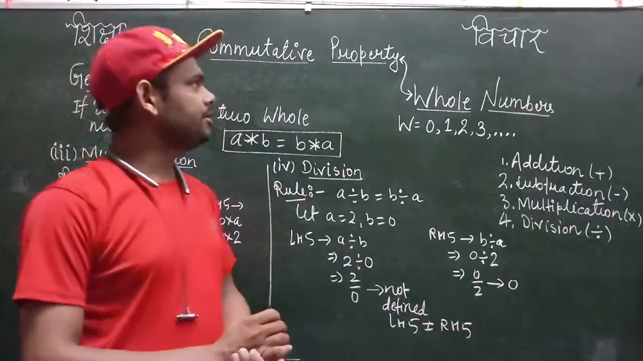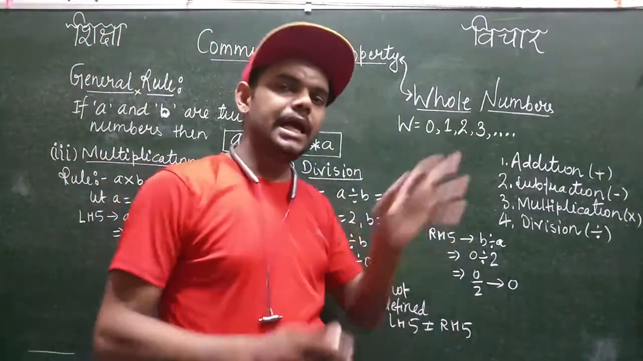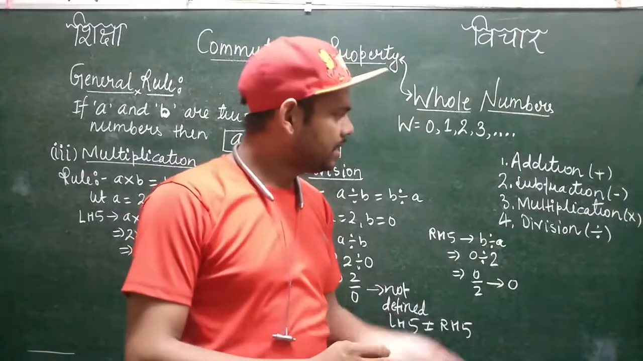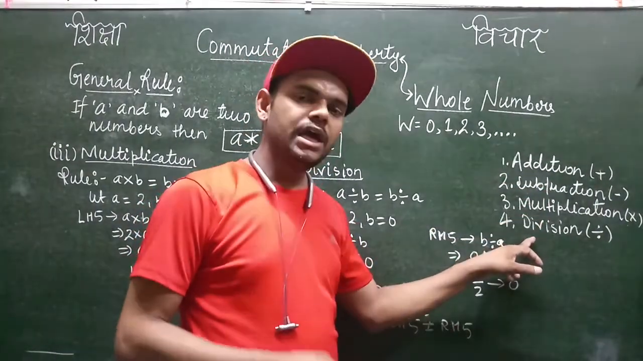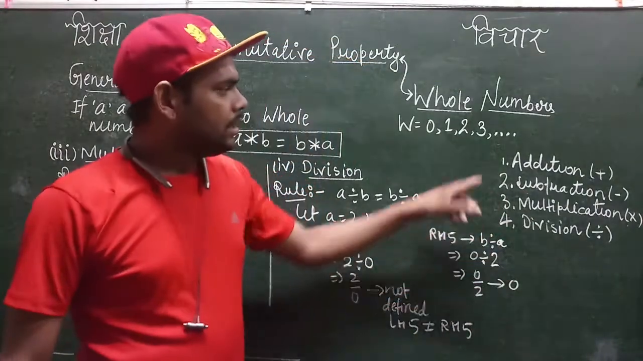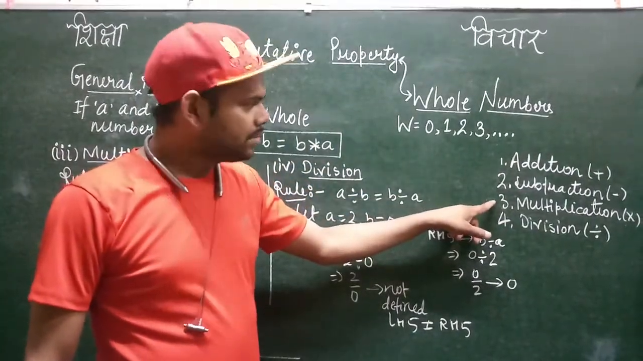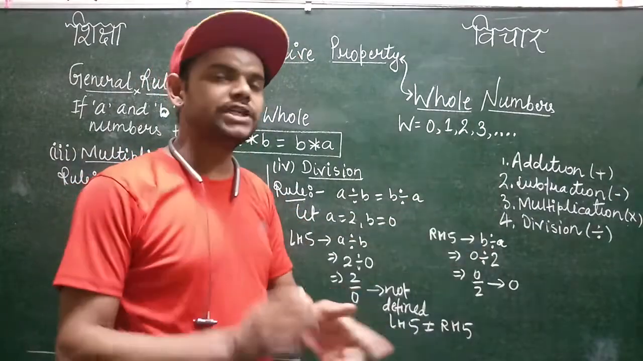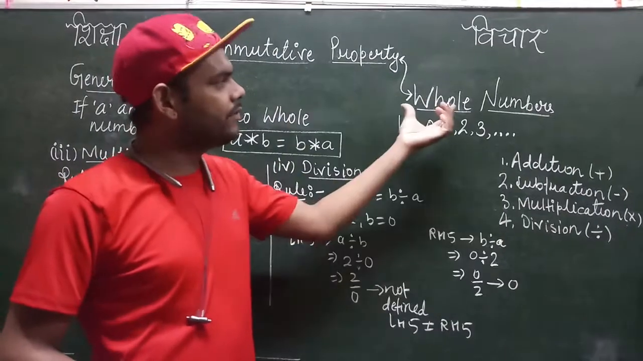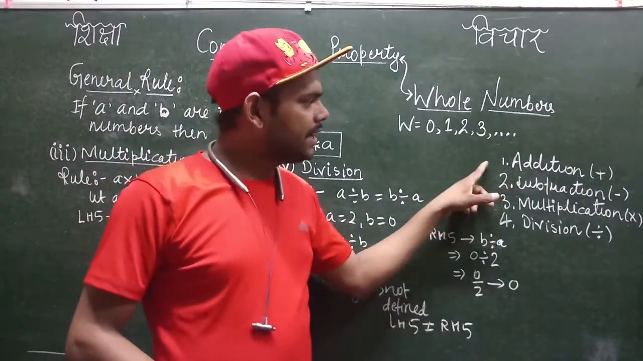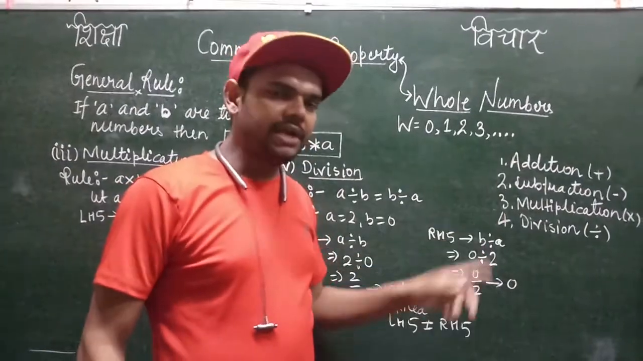So this was the video. In this video we discussed the commutative property for whole numbers, and we discussed this property under 4 cases: addition, subtraction, multiplication and division. And what did we show? We showed that the case of addition and the case of multiplication was satisfied, but the case of subtraction and division was not satisfied. That means the commutative property for whole numbers is satisfied under addition and multiplication, but not for subtraction and division.